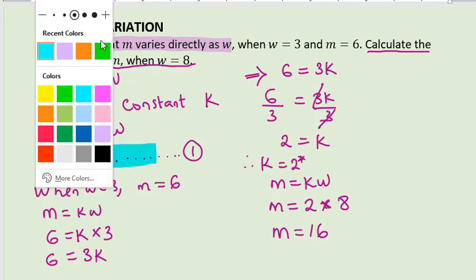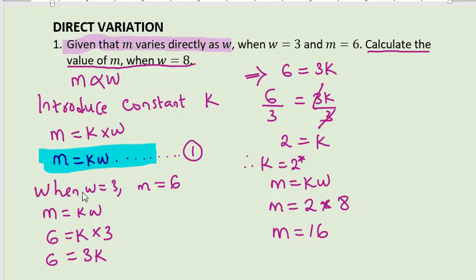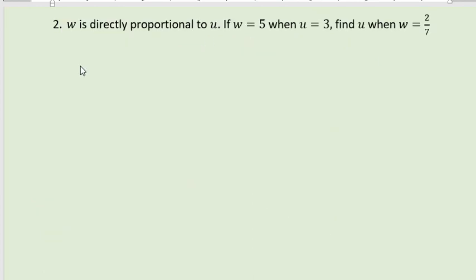Now I want you to observe what really happened here. We took time to make sure we figured out everything bit by bit. First thing is to connect your variables. After connecting them, introduce constant k. When you introduce constant k, it leads you to your general equation. Then you untie the sentence or phrases bit by bit. So we took this part, then we go to the next part, and we are done. So very much simple. We have another question.